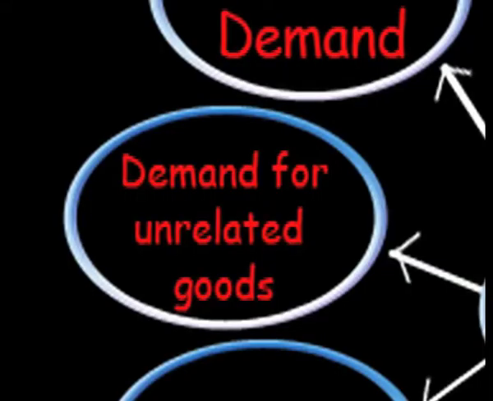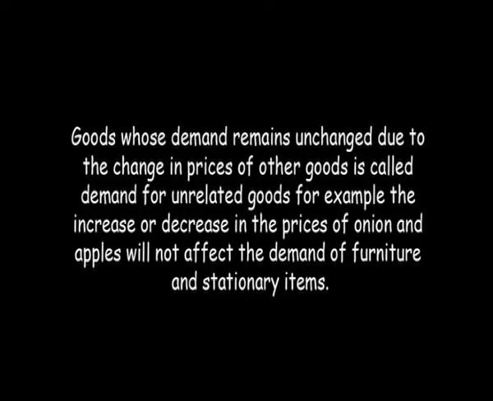Let's talk about the last type of demand, which is demand for unrelated goods. Goods whose demand remains unchanged due to a change in the price of other goods are called demand for unrelated goods. For example, an increase or decrease in the price of onions or apples will not affect the demand for furniture and stationery items because they are completely unrelated.